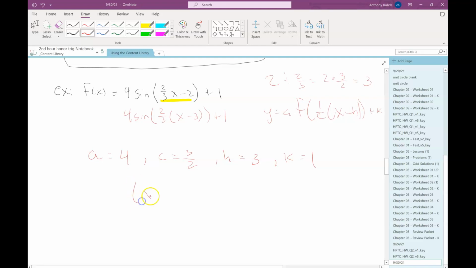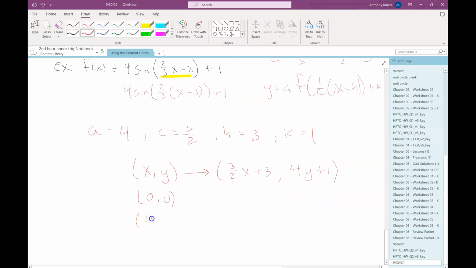Okay. So I'll make my map then. So I have c times x plus h, a times y plus k. And because this is the sine function, I'm going to use these key points.